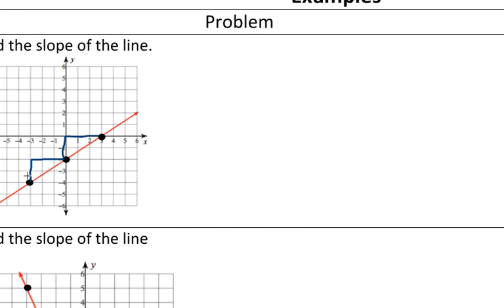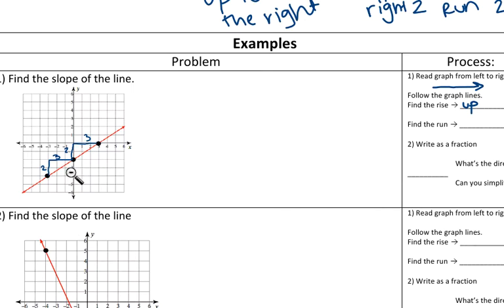On this line here, it jumps up 1, 2. So my rise is 2. And then it runs over 1, 2, 3. So it goes up 2, and it goes over 3. When you do our steps here, the rise is up 2, and the run is over 3.